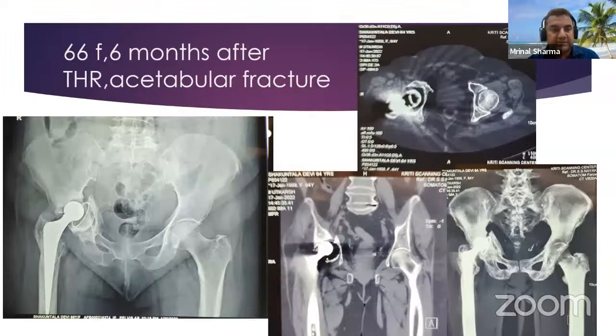Another case, 66-year female, 6 months after a total hip, you can see this, the gap was left untouched by the surgeon, probably not grafted, the cemented cup failed. And you can see the cup is grossly loose.